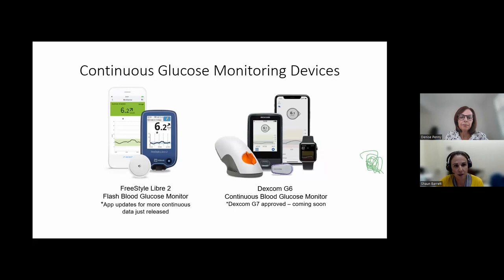CGM devices. The two that are on the market in Canada, you can't miss them if you watch any TV with commercials, are the Libre 2 sensor on the left-hand side here. This originally started as a flash meter where people have to scan the sensor to get a blood sugar reading. The latest one, the Libre 2, as well, has alarms, which is really helpful.